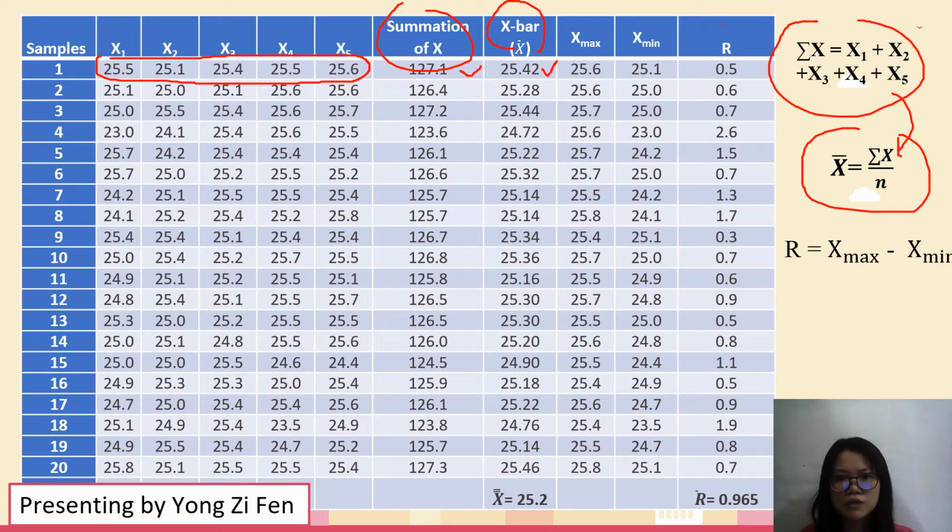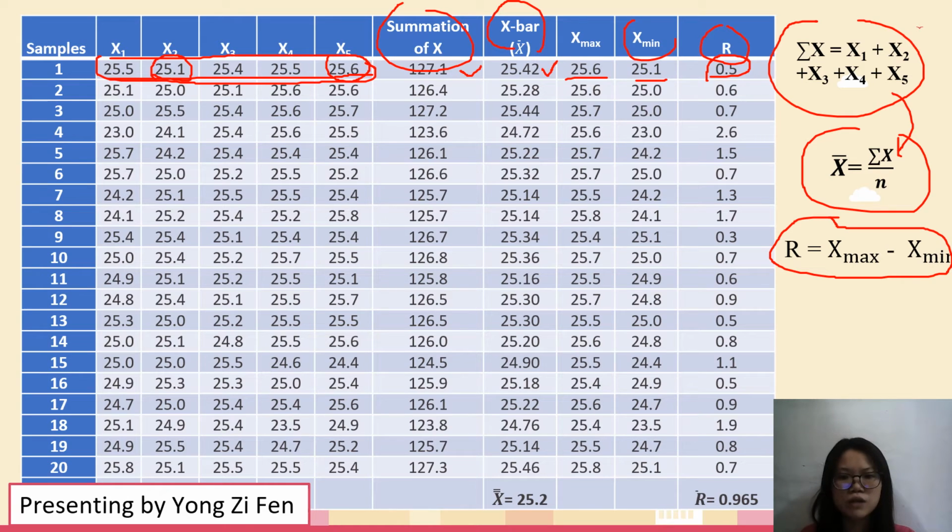And after that we need to calculate the R, which is the difference between the x maximum and x minimum, by using this formula. For the x maximum, we find from here the largest value, which is 25.6, and then we need to find the lowest number, which is 25.1, which is also known as the x minimum. And after that we need to subtract both of them, and then we get 0.5 cm.